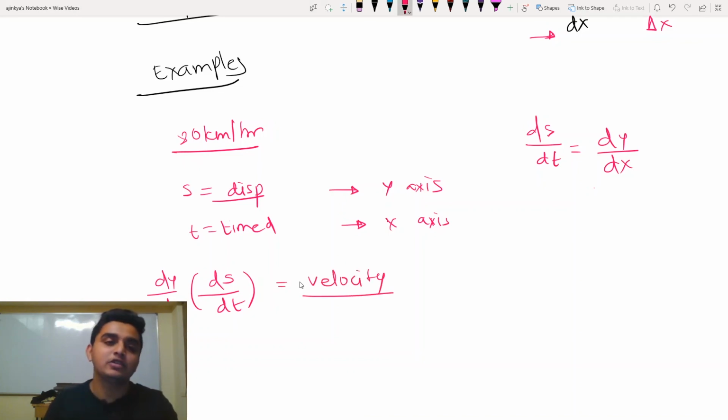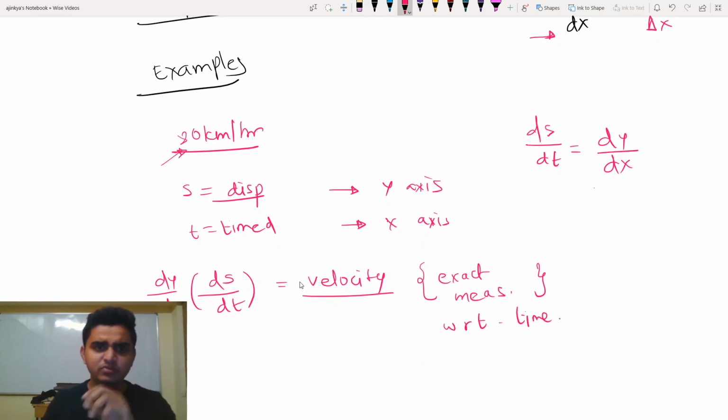And what do we mean by velocity? Velocity is nothing but the exact ratio of how much a car or a vehicle is moving per unit time, right? It is the exact measurement with respect to time. So if a car is moving at 80 kilometers per hour, in a hypothetical ideal situation, if that car runs exactly 80 kilometers for 1 hour, it is going to cover 80 kilometers at that speed, isn't it?